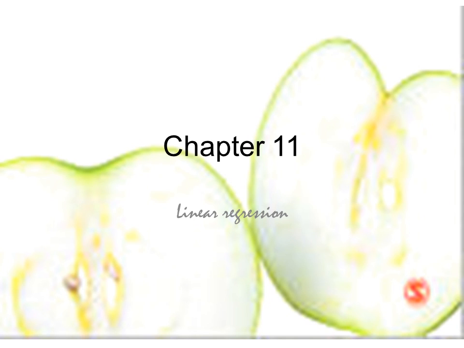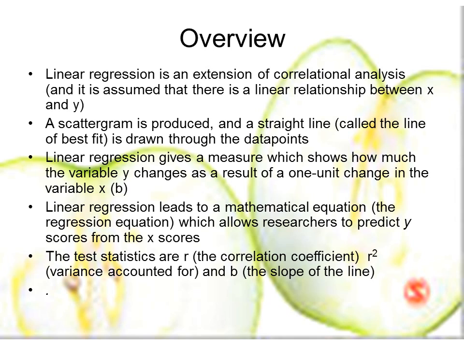In Chapter 11, we're going to discuss linear regression. An overview of what we're going to look at is that linear regression is really an extension of correlational analysis, and it's assumed that there's a linear relationship between x and y, which we did kind of see in our previous Chapter 10 with looking at correlational relationships on our scattergrams or scatter plots.